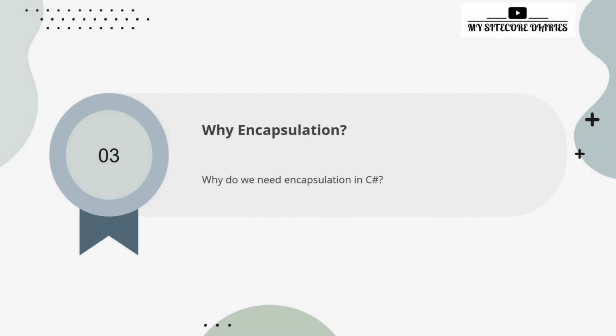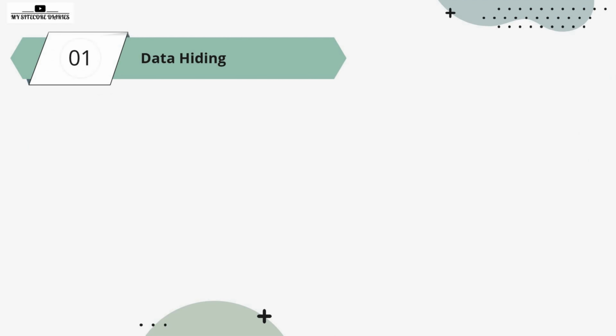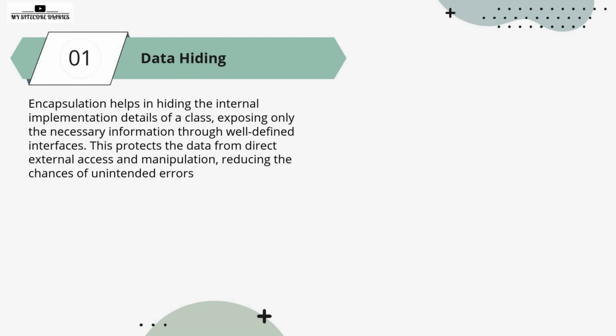Now we are going to see why encapsulation is required. We will try to find the answer to the question: why do we need encapsulation in C#? The first thing is data hiding. Encapsulation helps in hiding the internal implementation details of a class, exposing only the necessary information through a well-defined interface. This protects the data from direct external access and manipulation, reducing the chances of unintended errors.